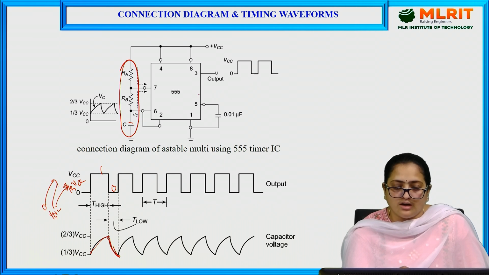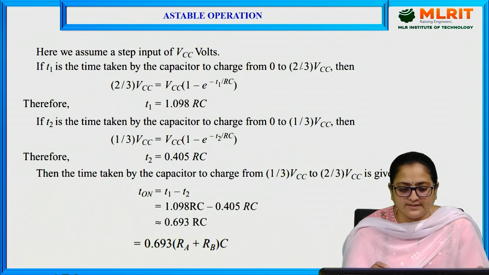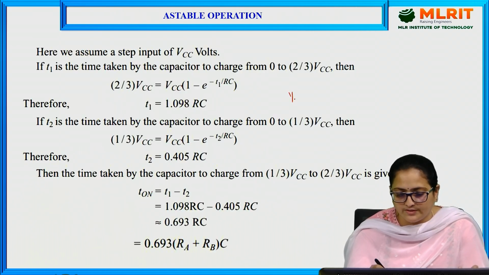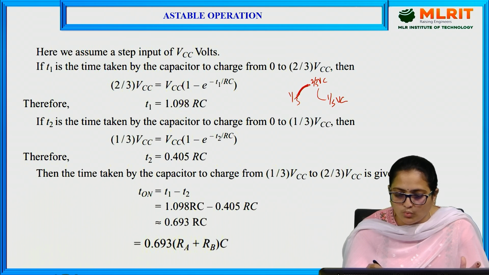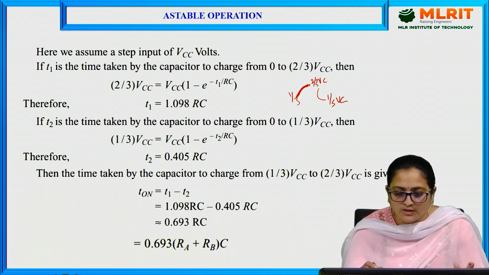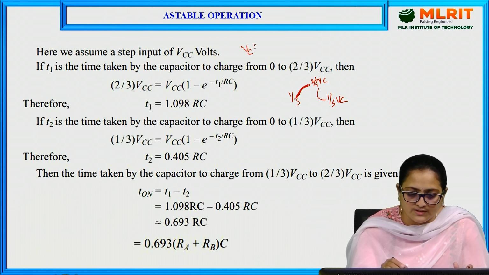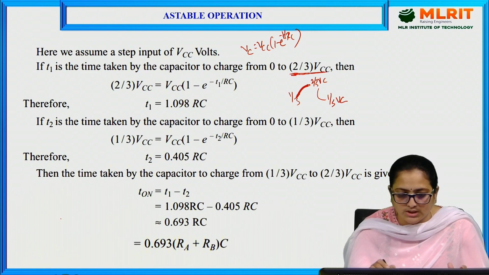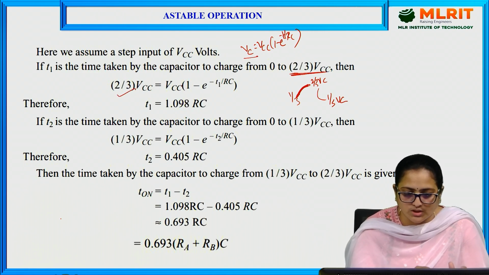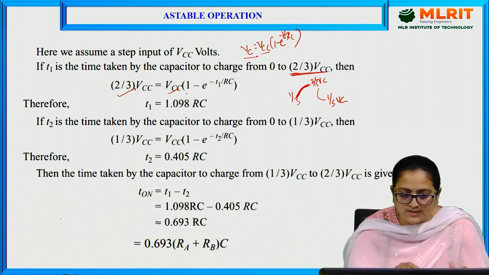So, this goes on happening based on the output of the RS flip-flop, or we can say the output of the 555 timer. Initially it charges from 1/3 VCC to 2/3 VCC and again discharges from 2/3 VCC to 1/3 VCC. At time t1, when it is moving from 0 to 2/3 VCC, the voltage across the capacitor can be determined as VC is equal to VCC into 1 minus e power minus t by RC. At time t1, it is moving towards the 2/3 VCC, so the voltage across the capacitor is 2/3 VCC is equal to VCC into 1 minus e power minus t1 by RC. At time t1, this will be the equation.